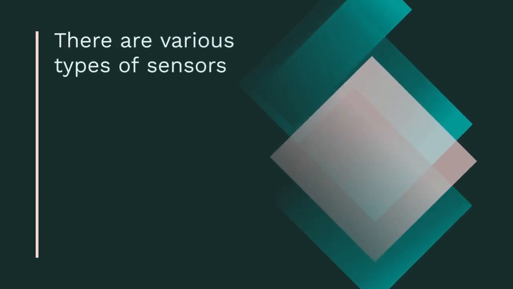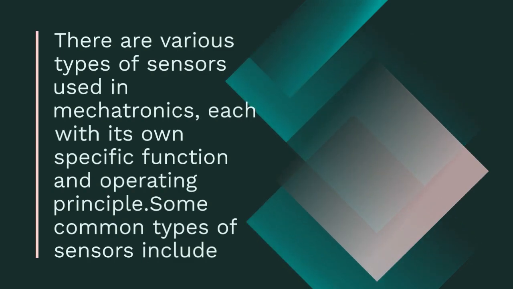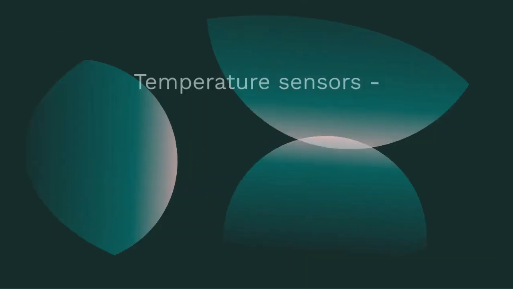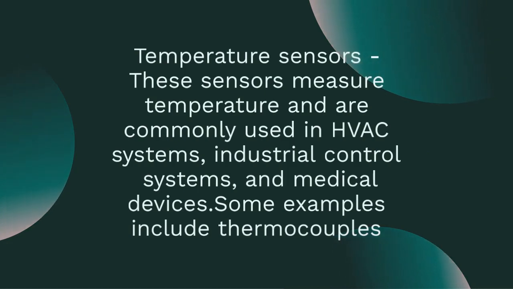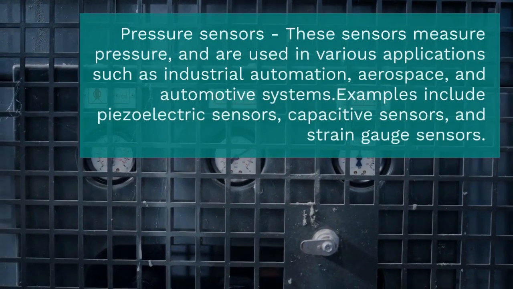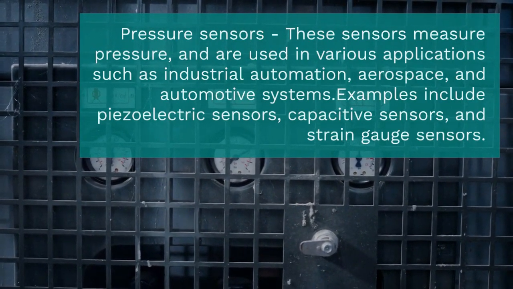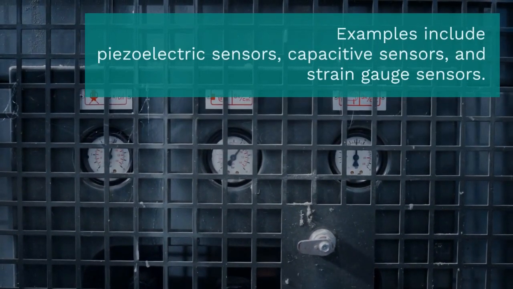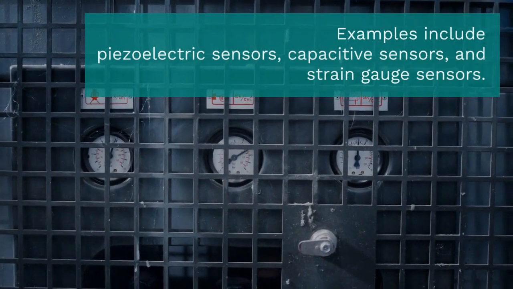There are various types of sensors used in mechatronics, each with its own specific function and operating principle. Some common types of sensors include temperature sensors. These sensors measure temperature and are commonly used in HVAC systems, industrial control systems, and medical devices. Some examples include thermocouples. Pressure sensors. These sensors measure pressure, and are used in various applications such as industrial automation, aerospace, and automotive systems. Examples include piezoelectric sensors, capacitive sensors, and strain gauge sensors.